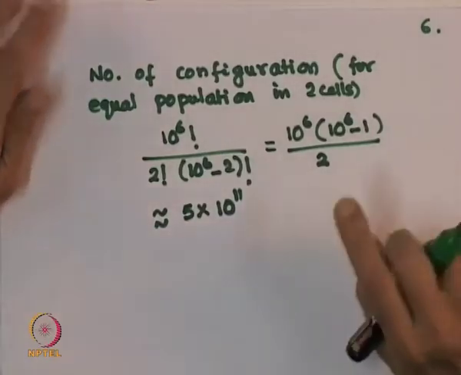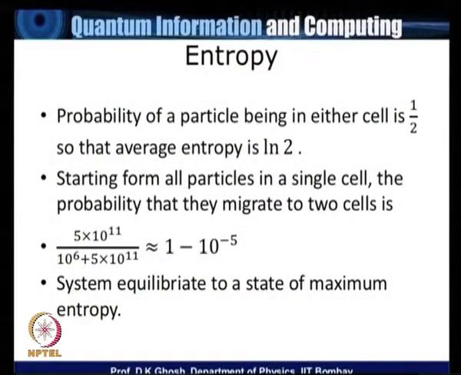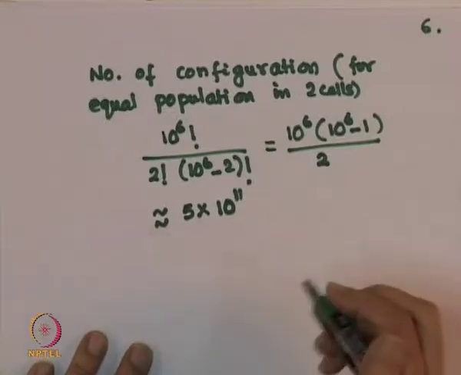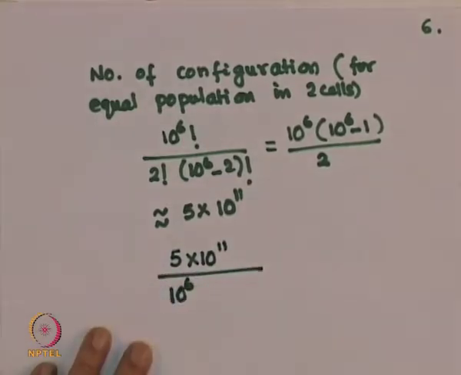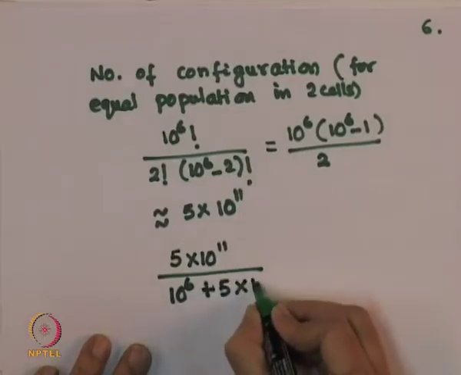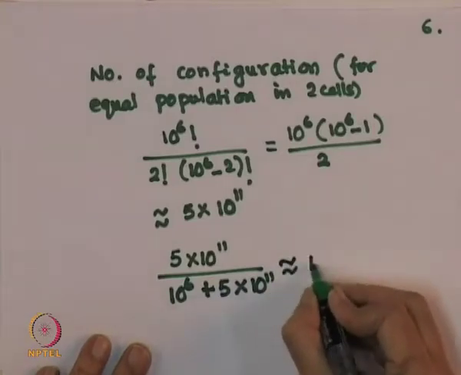So, look at this situation. Now, in this case, the probability of the particle being in either cell is half. So, therefore, the average entropy is just log 2. Now, if I started with all particles in a single cell, where my entropy was 0, suppose I migrate to 2 cells, then the probability with which they migrate is given by 5 into 10 to the power 11 divided by the number of configurations in a single cell plus 5 into 10 to the power 11 again, because that is the number there, which is approximately 1 minus 10 to the power minus 5.